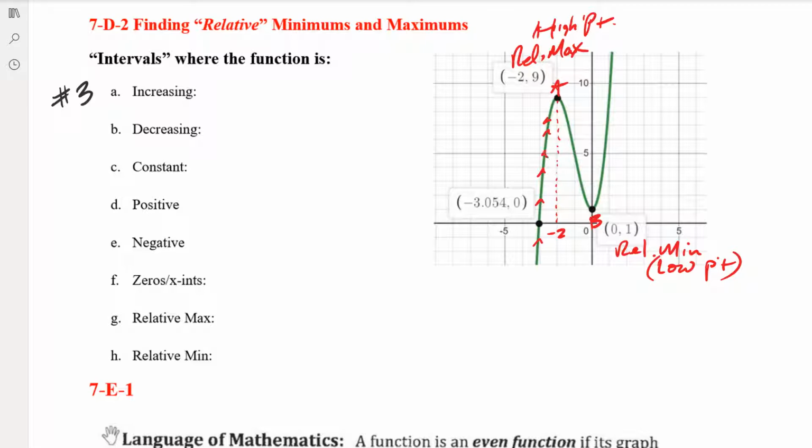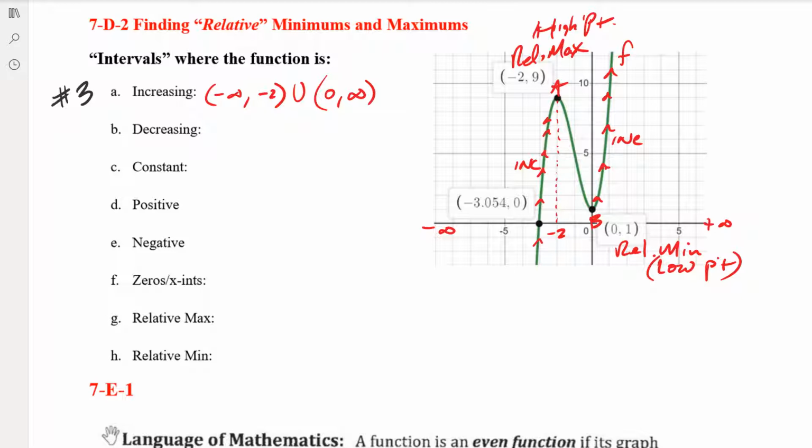Okay, so it's increasing to point A, and then it decreases, and then it increases again. So it's increasing from negative infinity all the way to this x value. To look where the intervals are, you look on the x-axis, not the y-axis. So you're looking at the x-coordinate, not the y-coordinate. So from negative infinity to negative 2, there it's increasing. And then also right here from 0 to infinity, it's going up again. This is the function. So from 0 to infinity, it's also increasing here too.